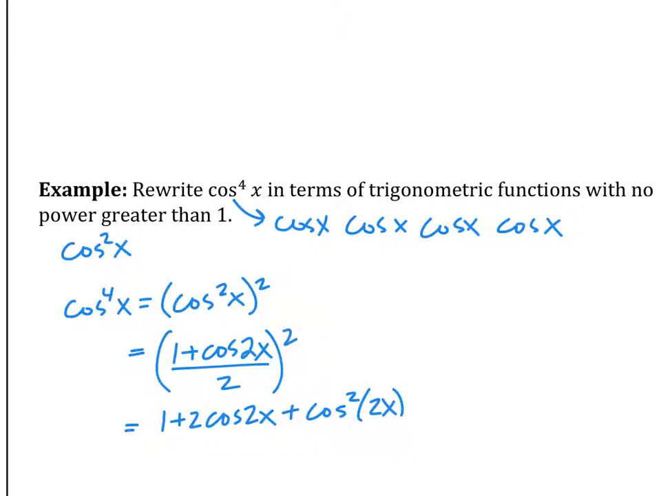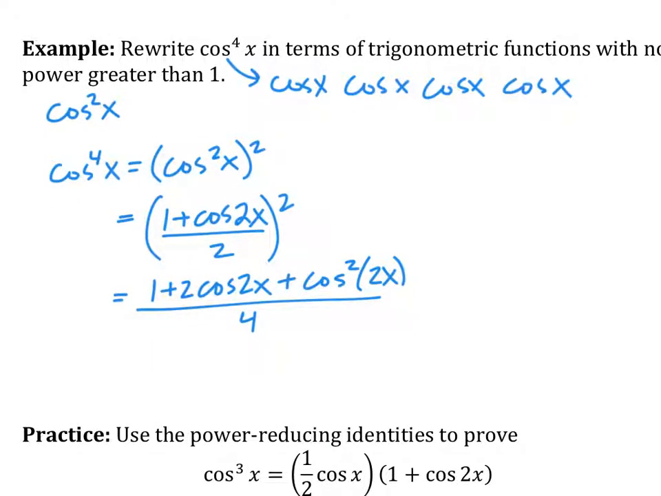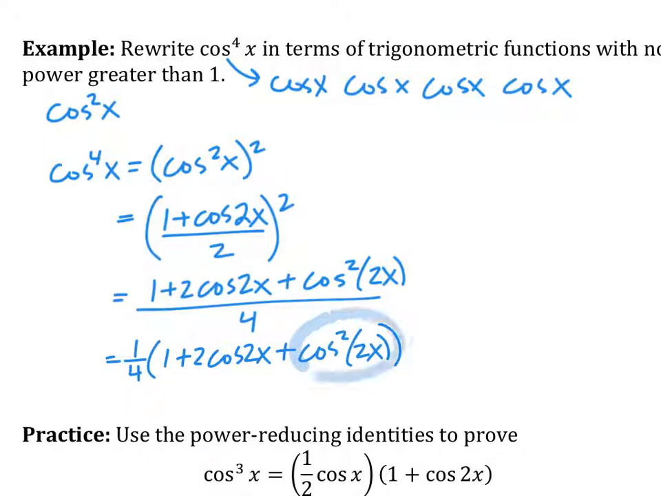Square the first term, square the last term, take the product and double, and this is all over 4. I don't really like fractions, so I'm going to put the fraction in the front: 1/4 times 1 plus 2 cosine 2x plus cosine squared 2x. At this time, you notice that this is still a square. It is still a power greater than 1. We need to reduce it again, so we have to use a power reducing identity again.